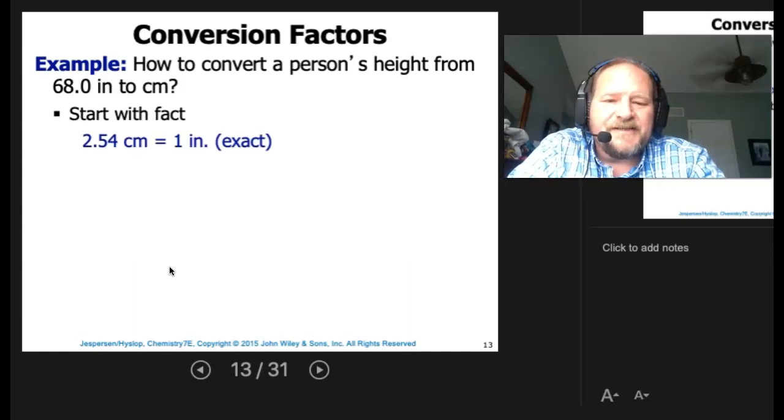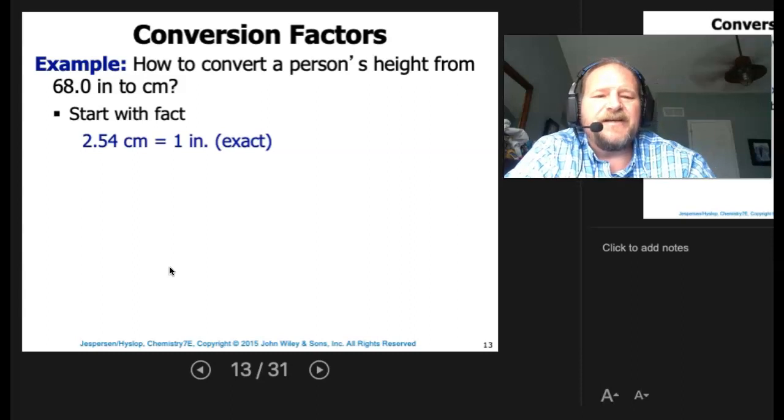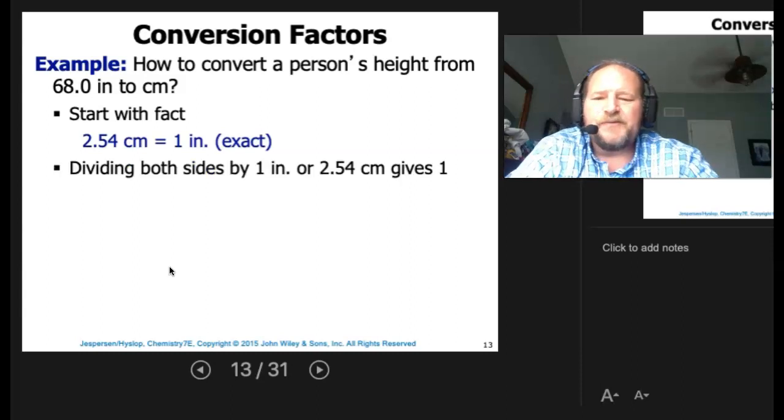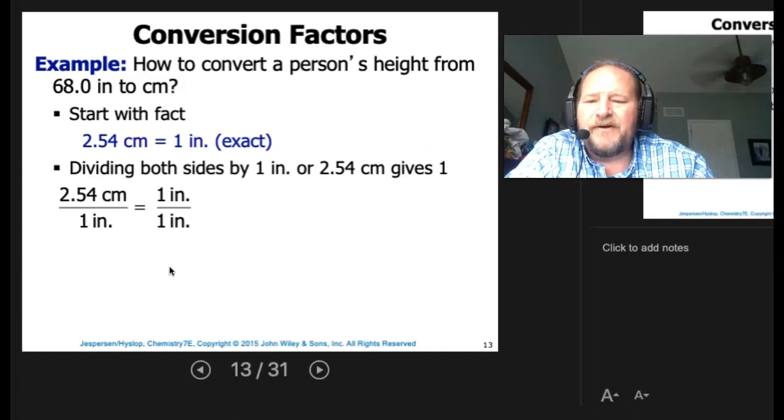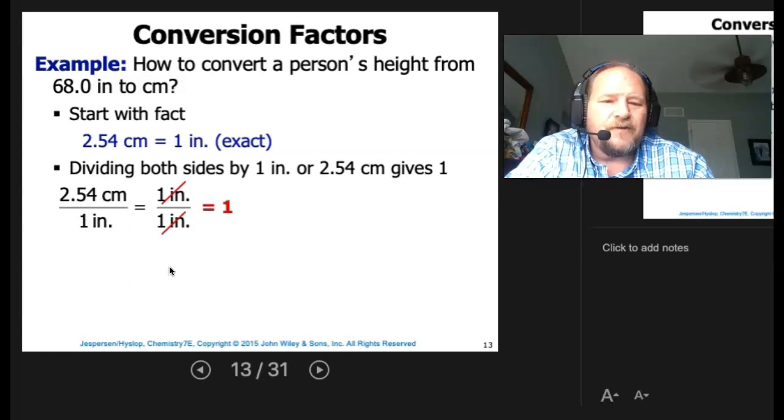Now for crossing systems from English to metric or metric to English, it won't always be exact. In length, it happens to be a defined exact amount when we use 2.54 centimeters equal to 1 inch. In essence, we'll be dividing both sides by 1 inch or by 2.54 centimeters, which either way gives us 1. So 2.54 centimeters per inch is equal to 1 inch over 1 inch. Here we can see the inches would cancel out, which means we have 1. We're literally multiplying our answer by 1.